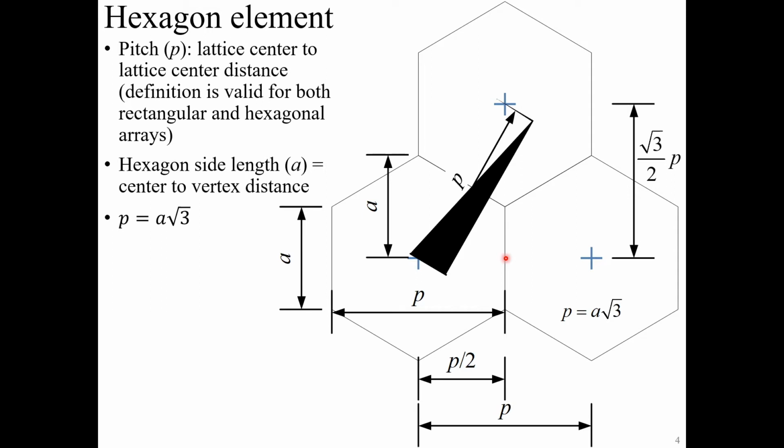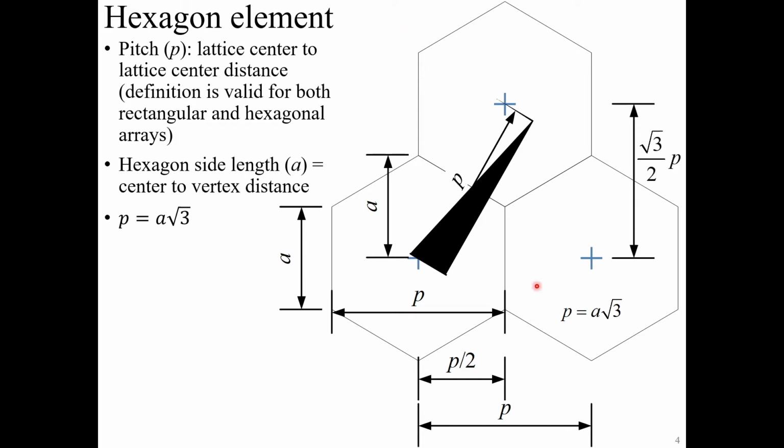Therefore, along the x direction, each lattice is shifted by P centimeter. For example, this lattice is shifted from this lattice to the right by P centimeter. That is along the x direction. Along the y direction, each lattice is shifted by square root of 3 times P over 2. For example, the distance between this center and this center is P times square root of 3 over 2. You can verify this from some simple geometric formula.